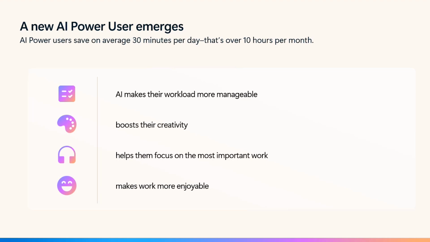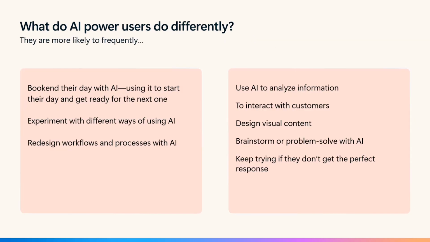So we now have a power user emerging, and they are able to save more than 10 hours per month. Let's go to the next slide. So what makes the power user different? They see the AI as a whole new way to do their job, and they are more likely to do this frequently, as we see here. For example, bookend their day with AI, using the AI to start their day and get ready for the next one. Experiment with different ways of using AI, redesign the workflow.